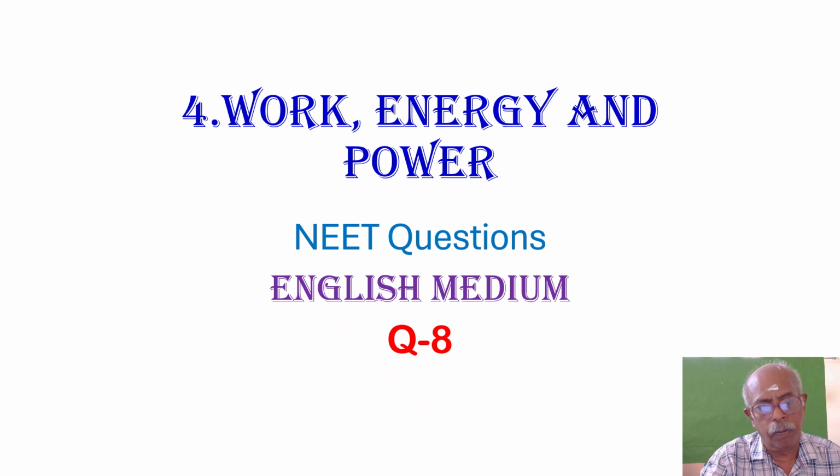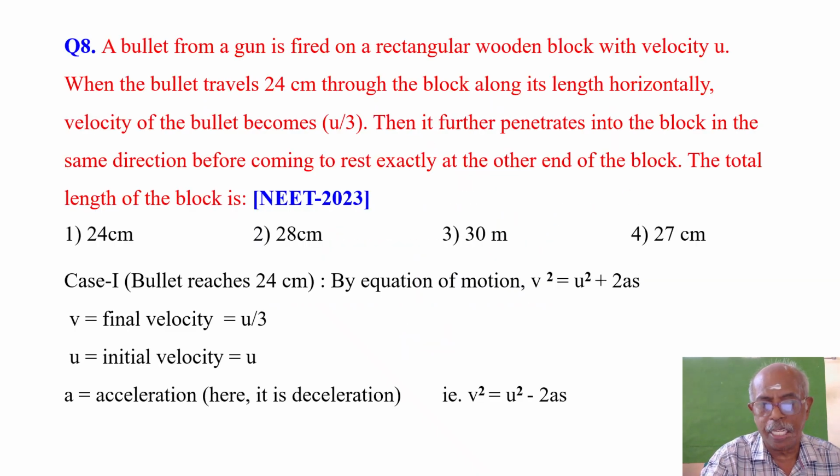In today's video, we are going to solve a multiple choice question from the chapter Work, Energy and Power. The question is: a bullet from a gun is fired on a rectangular wooden block with a velocity u. When the bullet travels 24 centimeter through the block along its length horizontally, the velocity of the bullet becomes u by 3. From u, it becomes u by 3.